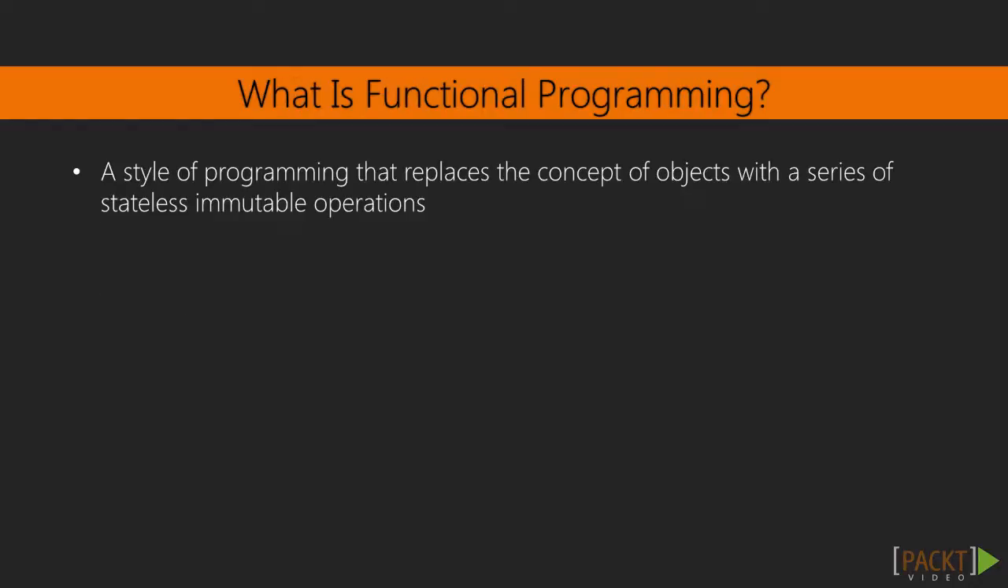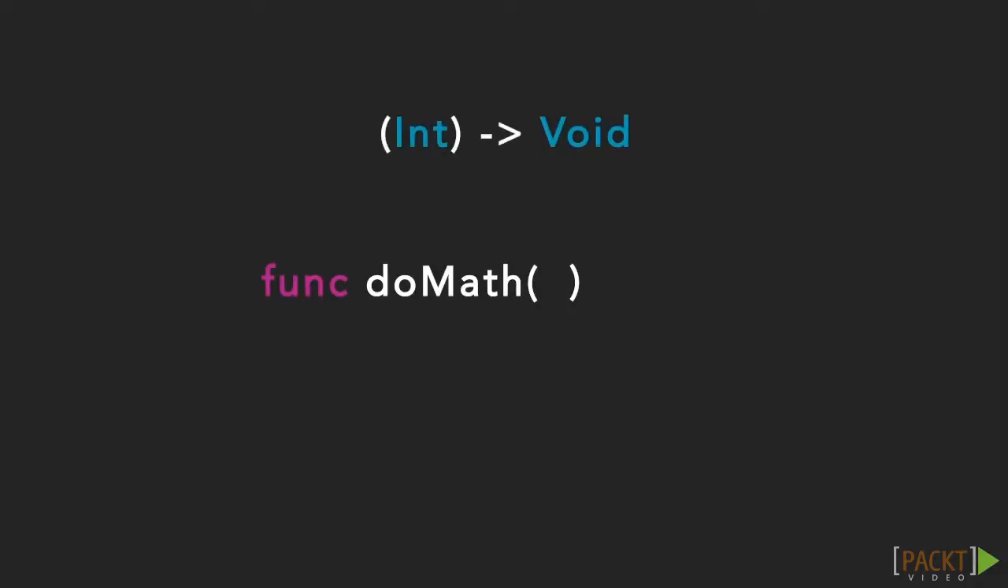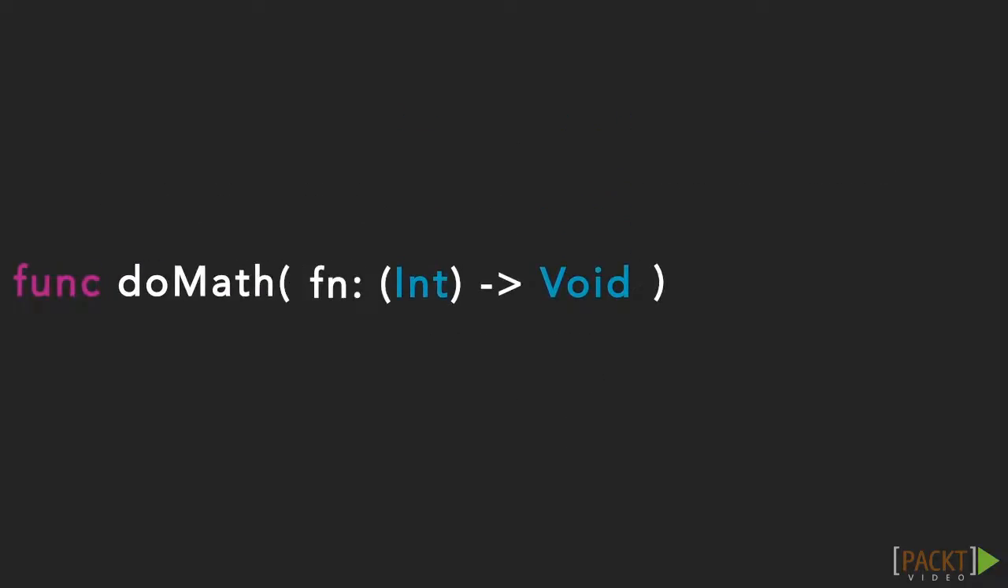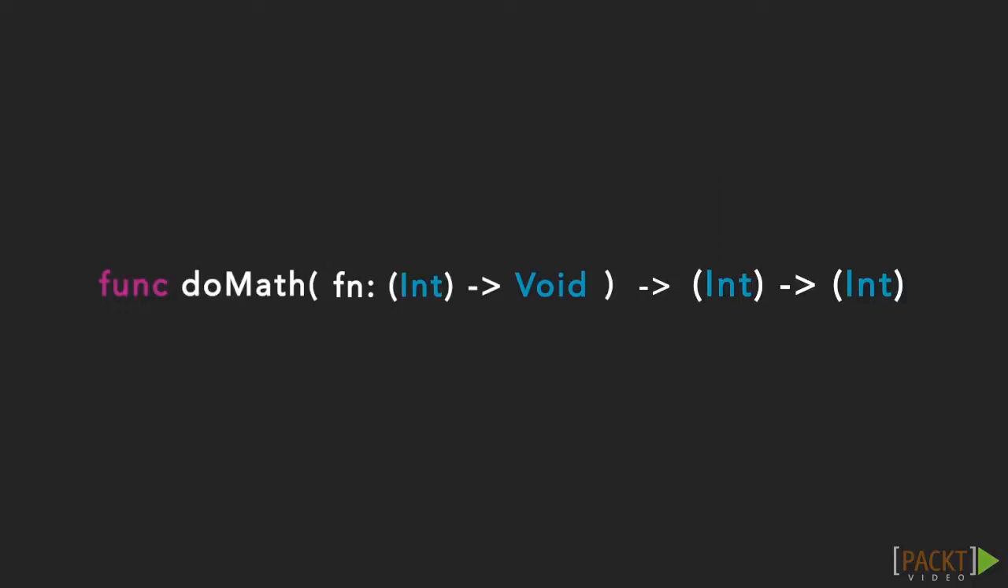So what is functional programming? Finding a consistent definition of functional programming is tough, but here's how I define it. Functional programming is a style of programming that replaces the concept of objects with a series of stateless, immutable operations. This allows us the flexibility to pass functions into functions and return functions from functions.